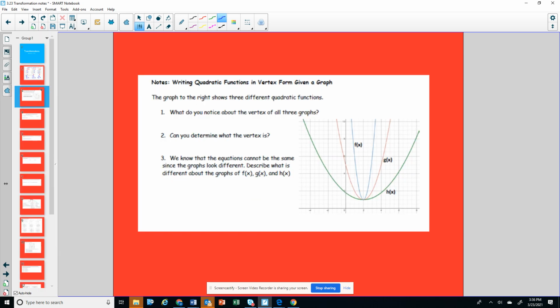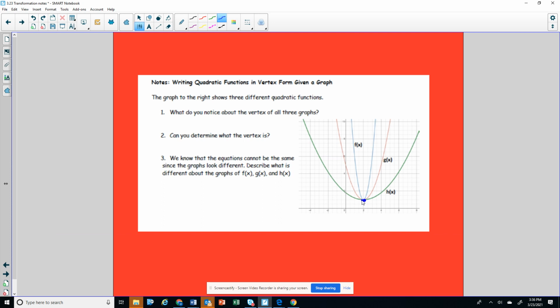Now let's go into today's lesson. Here you have 3 graphs, and it asks you, what do you notice about the vertex of all 3 graphs? Well, they all share the same vertex. And can you determine the vertex? Well, let's see. The vertex here is (2, 1). So I go across 2, and halfway is 1 right there. So (2, 1) is the vertex.